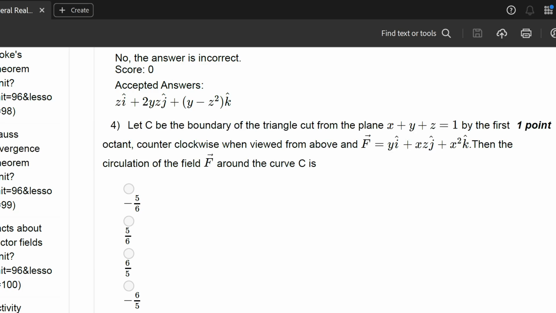Okay, so this is a problem of finding the circulation of F around the curve. So what do you mean by circulation of F? I told you last class, circulation of F means the integral of F dot dr. Now, the question given is that C is the boundary of a triangle cut from this plane by the first octant, counterclockwise when viewed from above, and F is this. Then find the circulation of F around the curve.